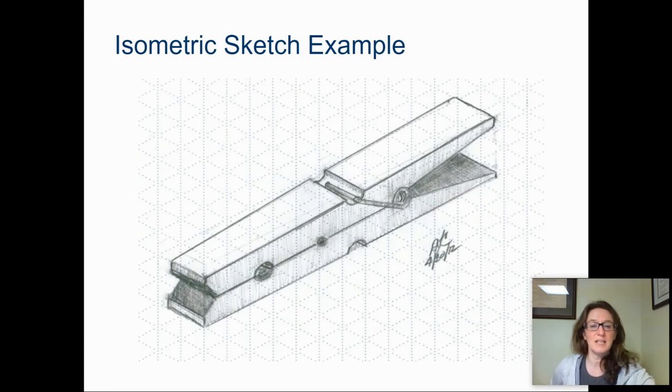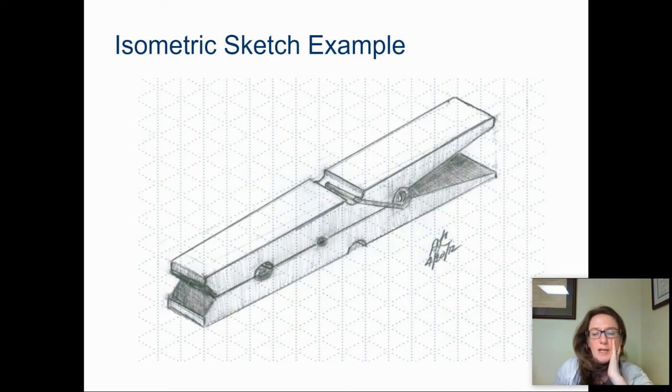Okay, so this is an example of an isometric sketch, and you can see this wacky paper is isometric sketch paper. We have tons of it in the classroom. I don't have any of it now, but I can give you a link where you can print some out, and they're really fun to play with, if you know how to use them correctly.